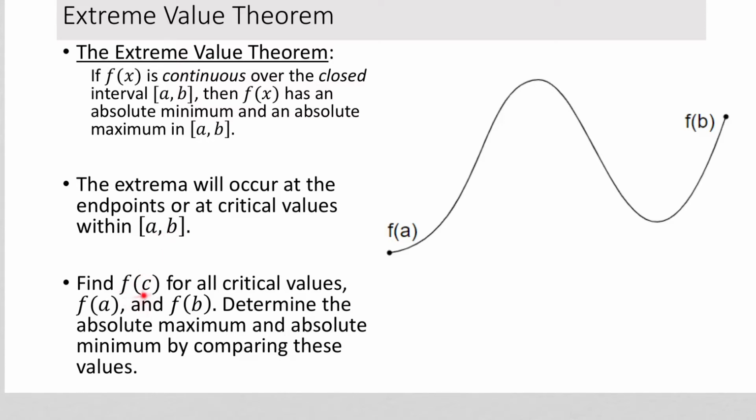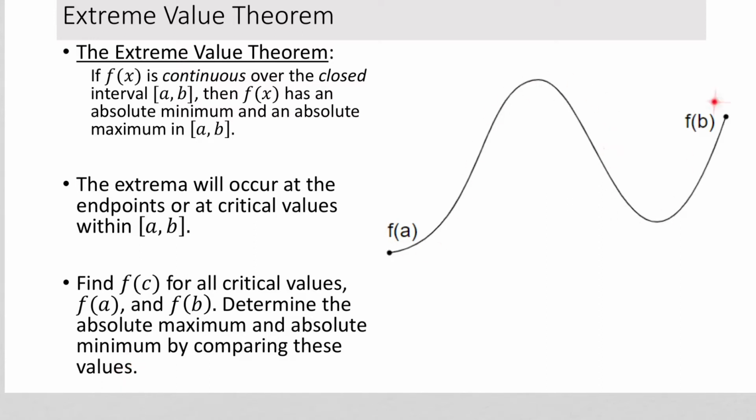So we find the value of the function at all critical values and the value of the function at the endpoints, and we compare these values and determine the highest and the lowest values. The highest will be the absolute maximum, and the lowest will be the absolute minimum.